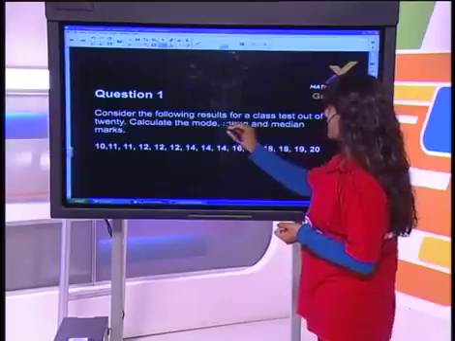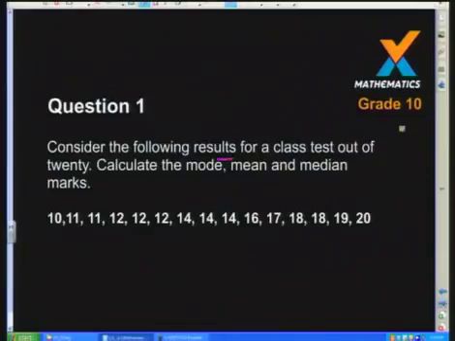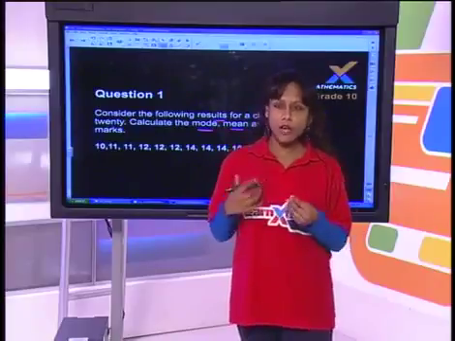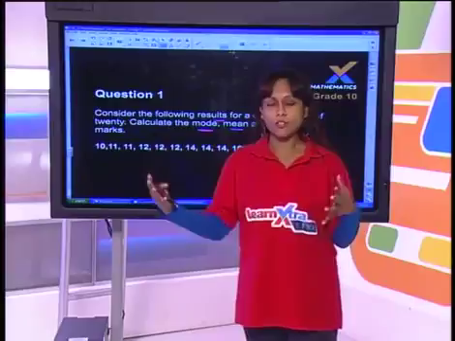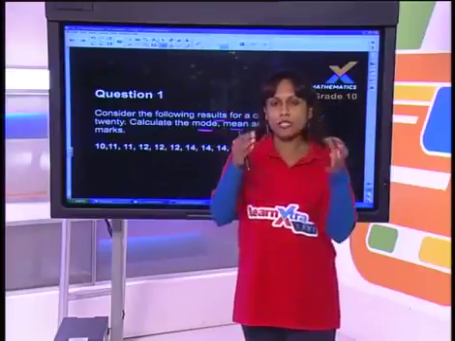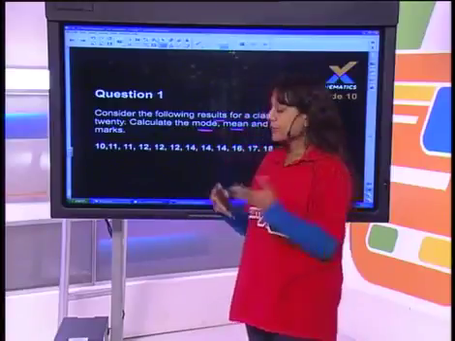So here we're given the following results for a class test, and the test is out of 20 marks. They want us to calculate the measures of central tendency: the mode, the mean, and the median. What's very important is that this is discrete data. As you can see, everything has individual or discrete numbers. It's integer values.